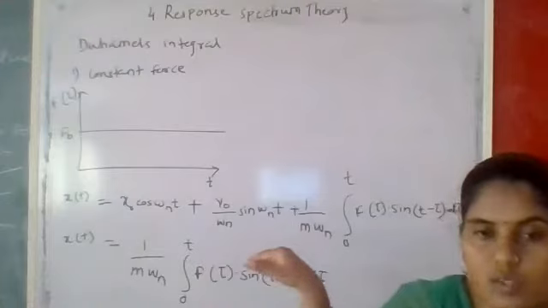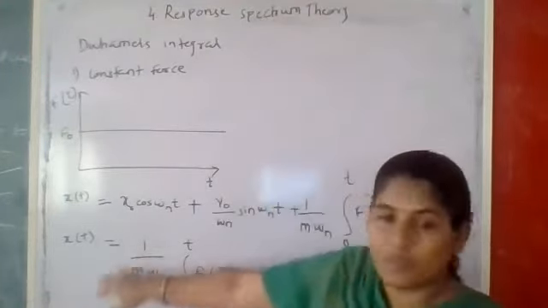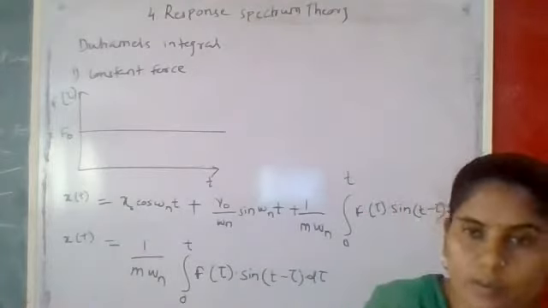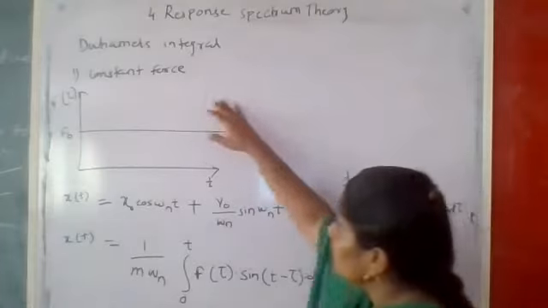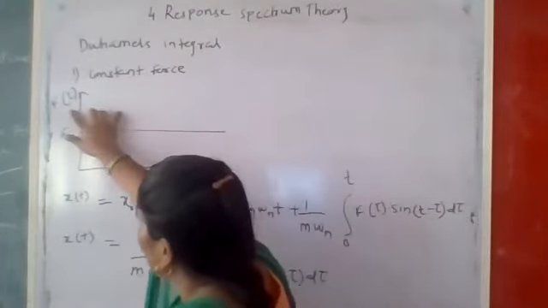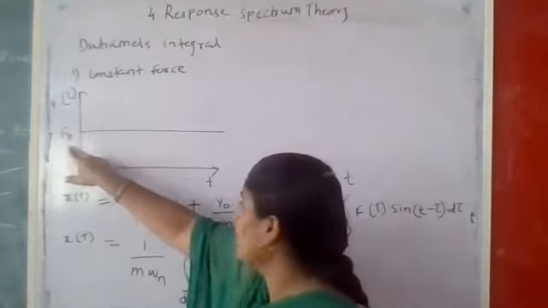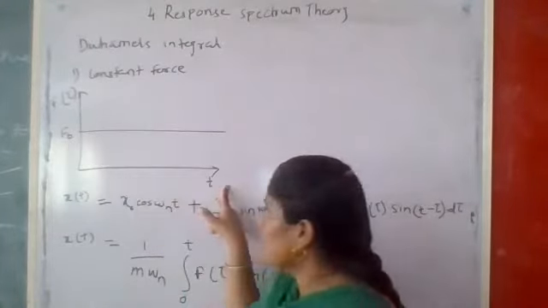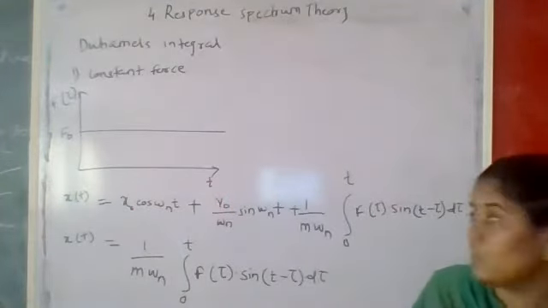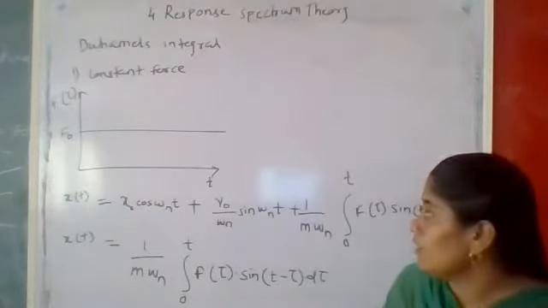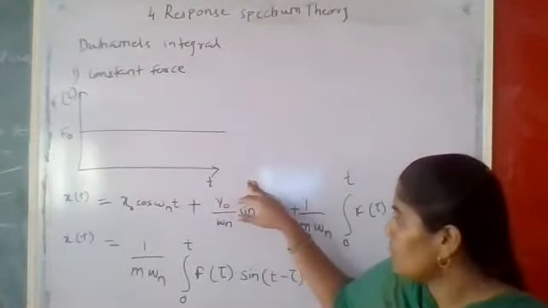If a constant force acts on the system, how will the displacement of the structure behave? That we will see here. You can see the constant force f of tau, the force applied as a function of time. On the y axis there will be f of tau, the applied force, and on the x axis there will be the time period, the measured time.